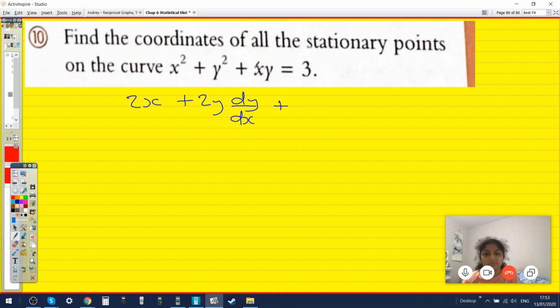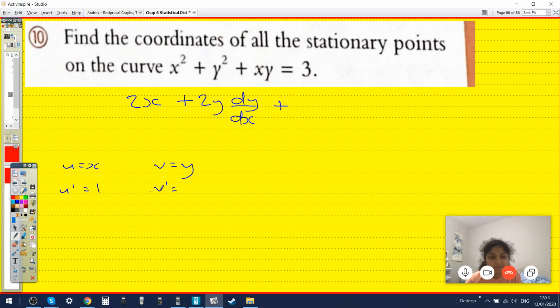What is this? Oh, product rule. Yep. So y dy by dx plus... Hold on. u is x, v is y. u dash is 1. And then that's y dy by dx.